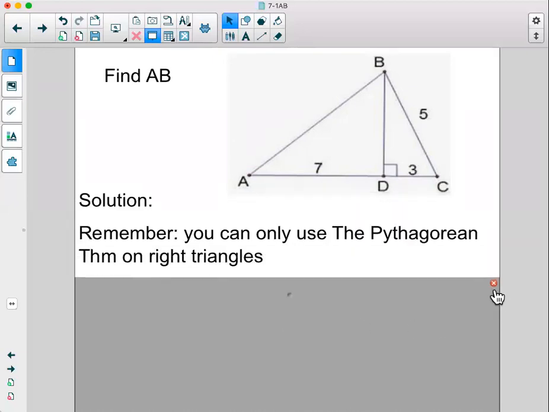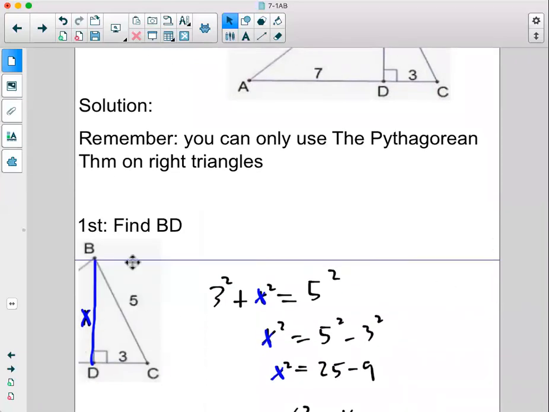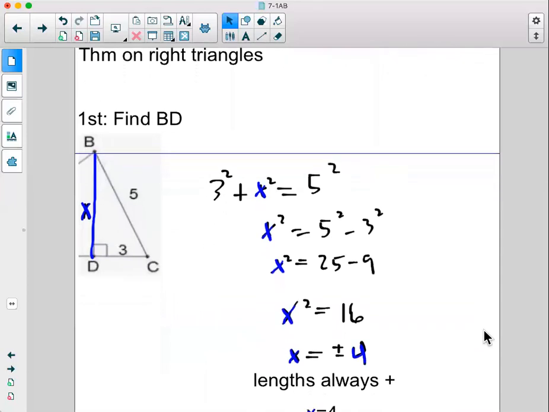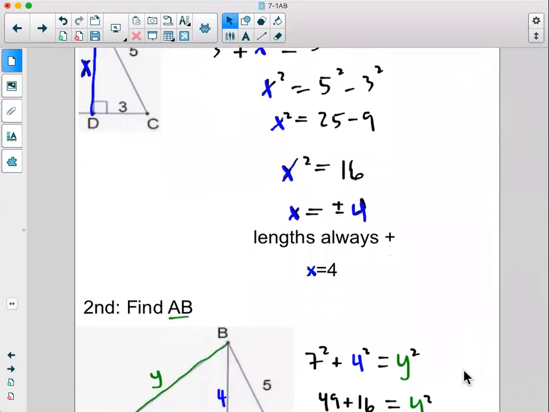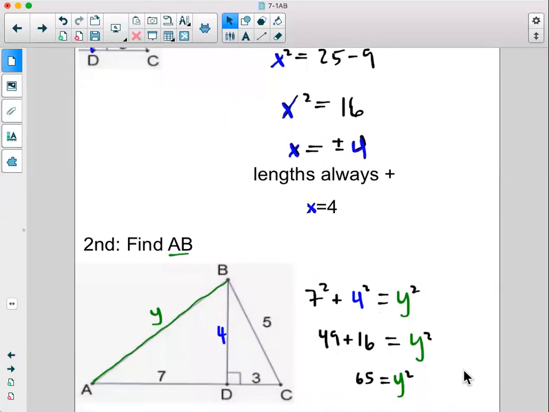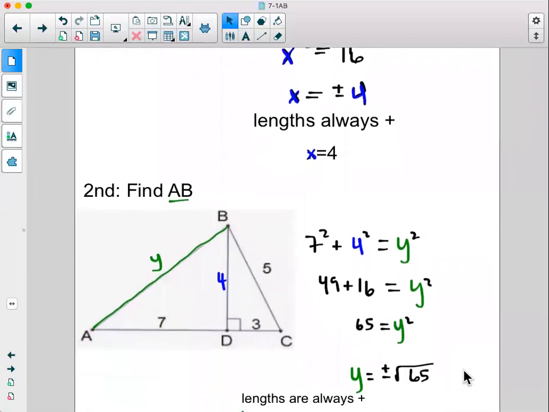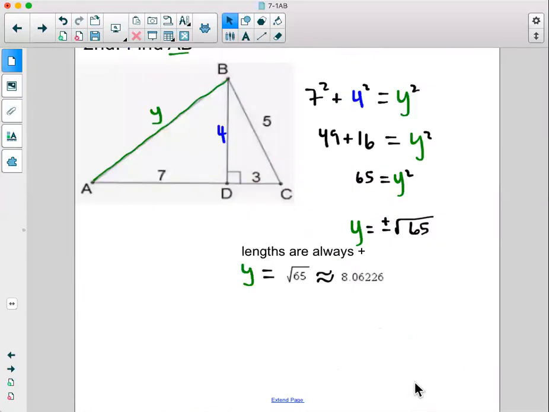So remember, you can only use Pythagorean theorem on the right triangles. First, we're gonna find BD in the triangle on the right. And when you do that, you find that it is 4. Then that allows us to hop inside the other triangle. Now that we know that BD is 4, we can now finally find AB. So we do another round of Pythagorean theorem. And you can leave it as a radical, but it makes a little more sense to have it rounded to a decimal when we're talking about lengths.